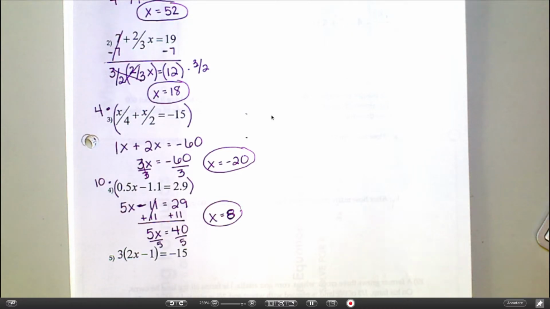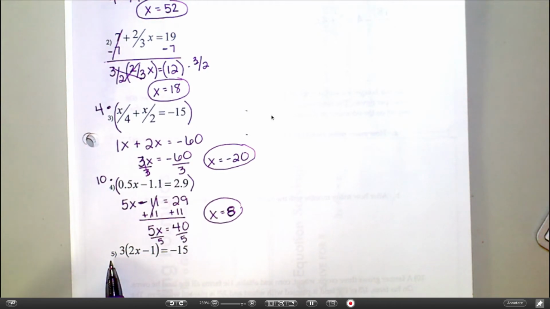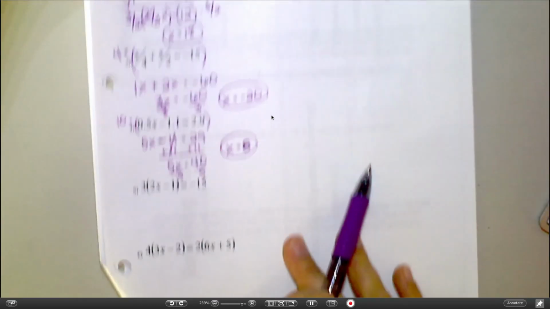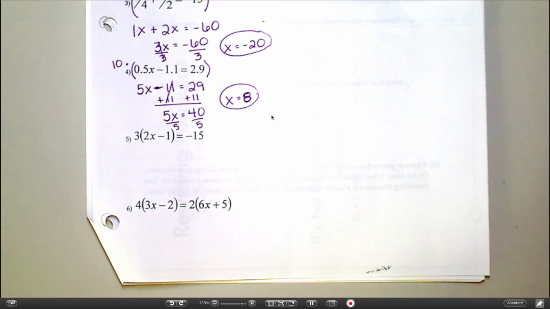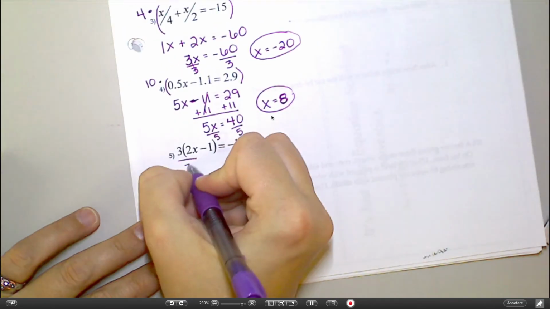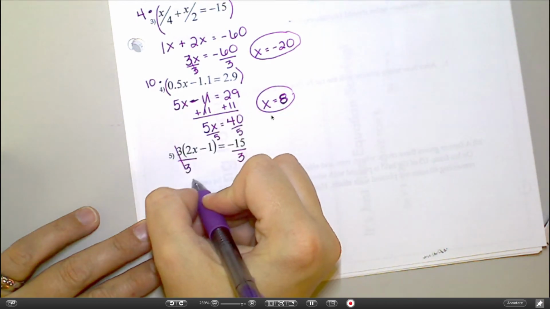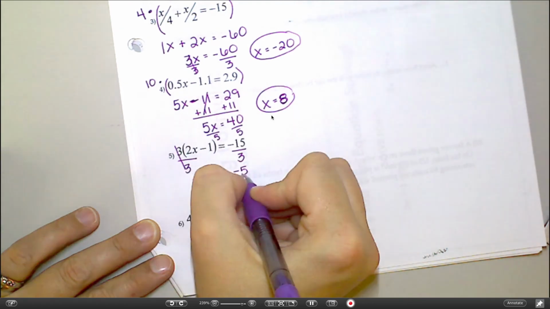Okay, so the whole point of me showing you number 5 was sort of to show you what we did in the warm-ups today, that you could get rid of that 3 first if you wanted to. Now, would it be okay for you to distribute that 3? Sure, if you wanted to. I'm going to get rid of it right off the bat. Good job, Austin. So I end up with 2x minus 1 equals negative 5.